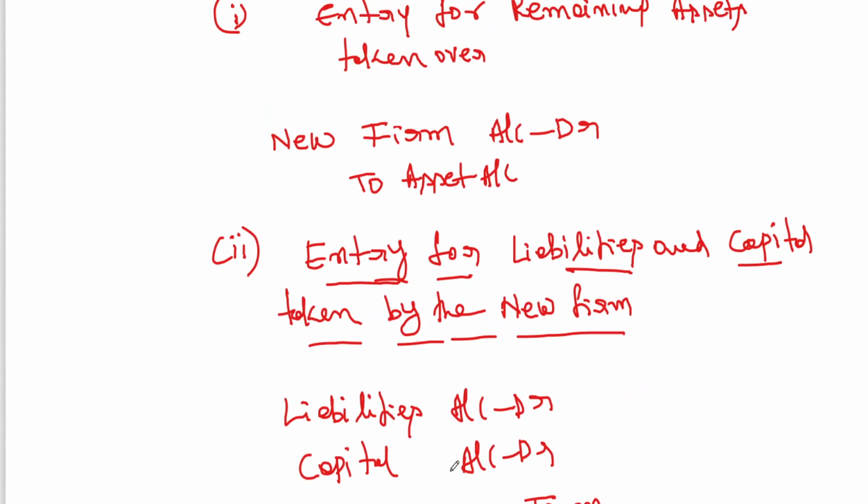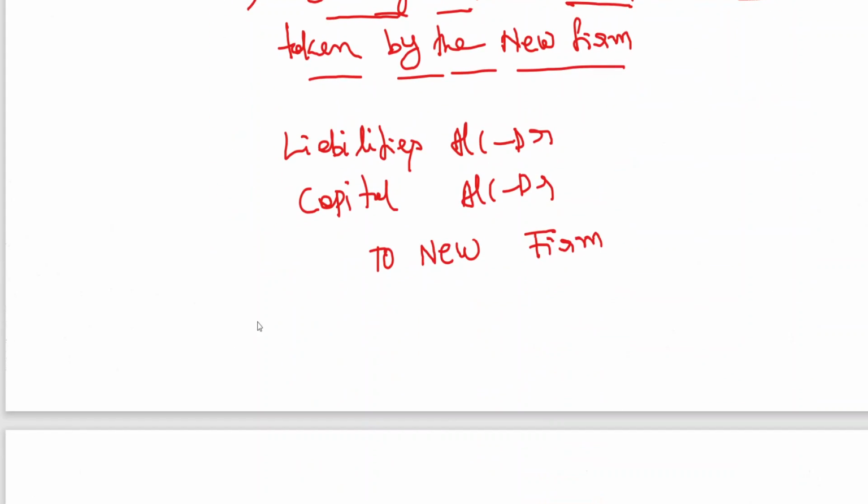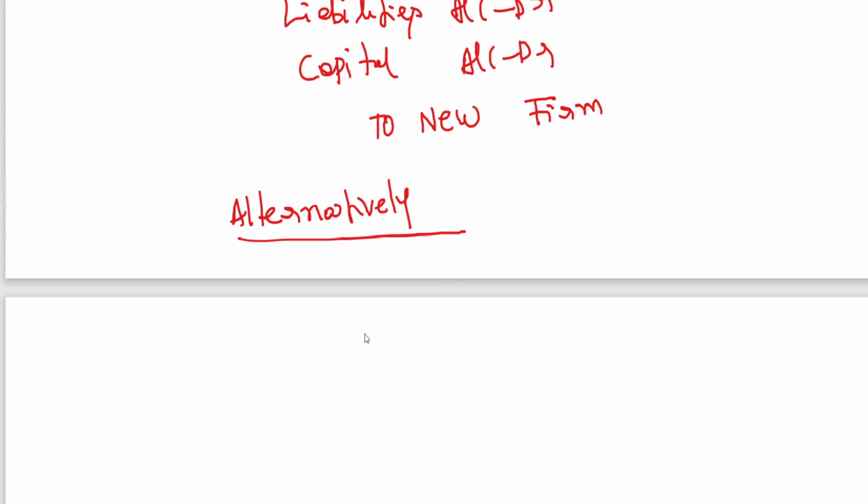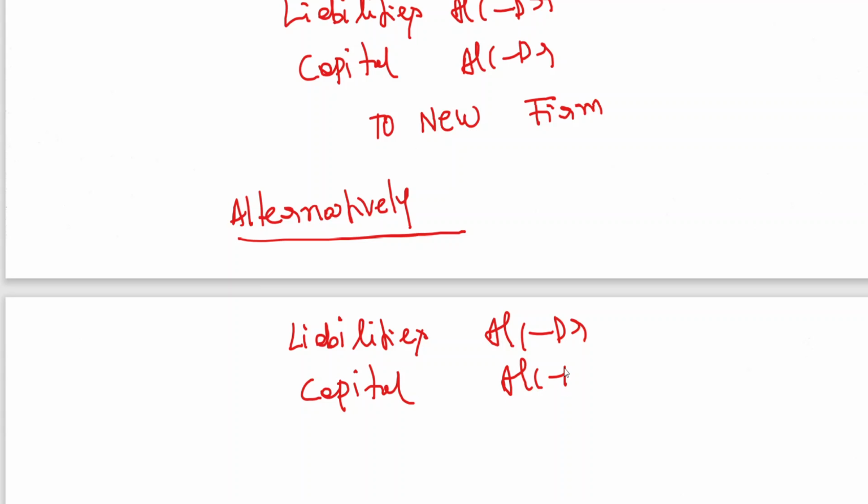Now instead of writing these entries as first entry, second entry, we can write alternatively. What is common? New firm is common, no? So we can write liabilities account debit. The balance sheet is liabilities plus capital equals assets, the same concept. Liabilities account debit, capital account debit to asset account, you can also write.